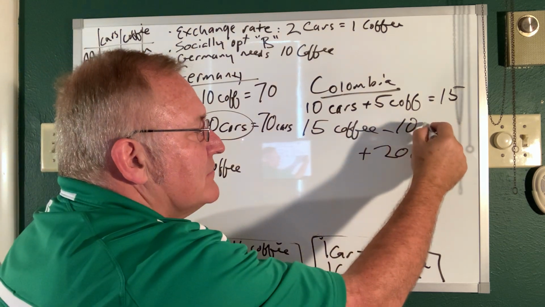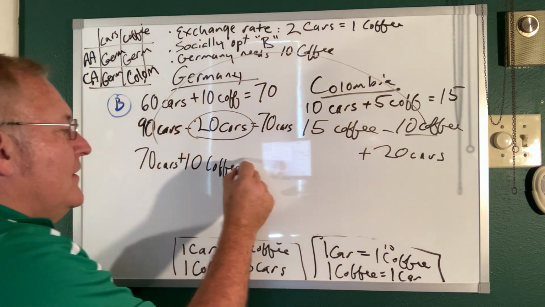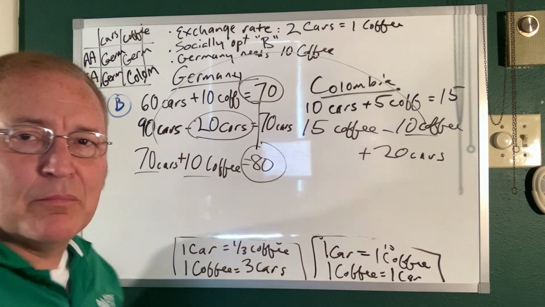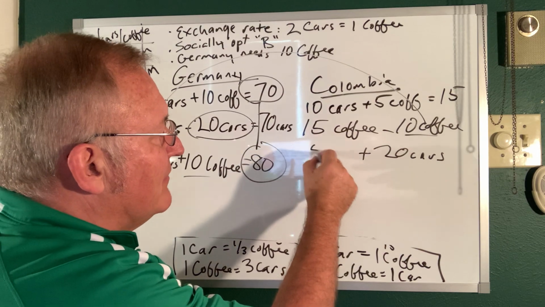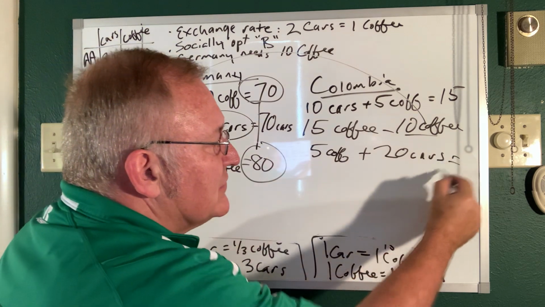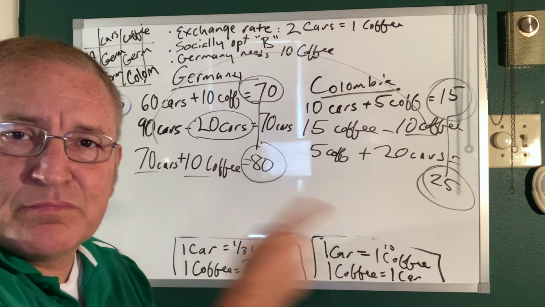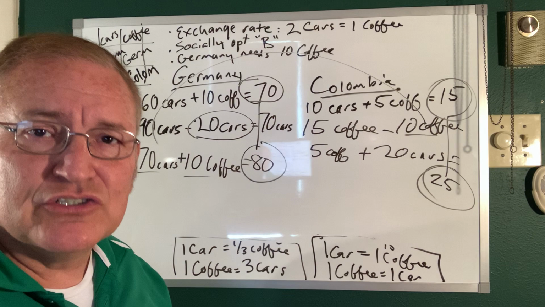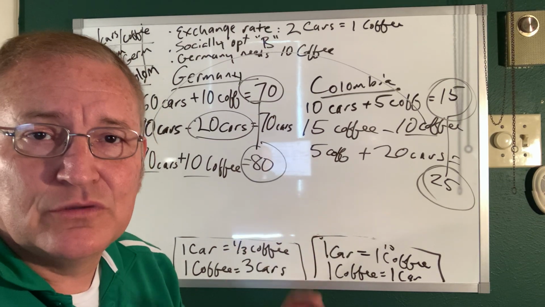They're going to send their 10 units of coffee over here. And now 70 plus 10 is 80. So Germany has improved upon its units. And for Colombia, that's going to be 5 units of coffee plus 20 units of cars is 25 units. And that's bigger than 15. So we've just proven that it does make sense for both Germany and Colombia to engage in trade, concentrating on what they have a comparative advantage or lowest opportunity cost in.